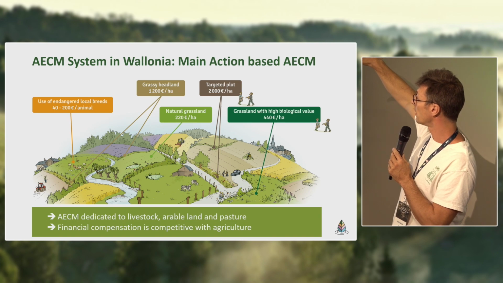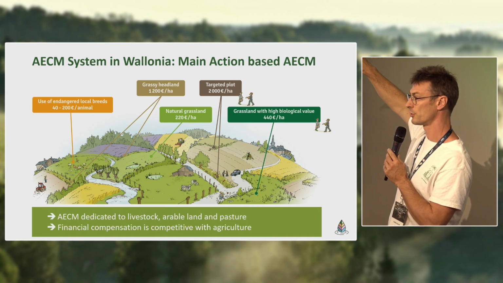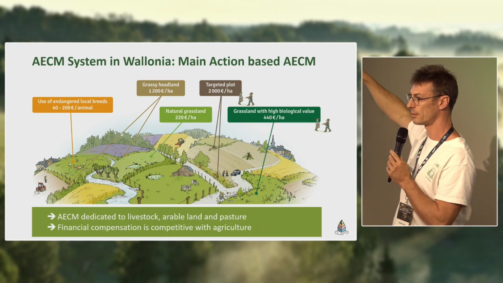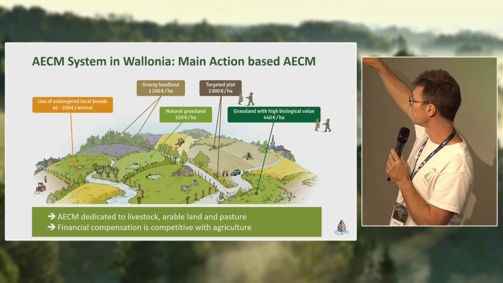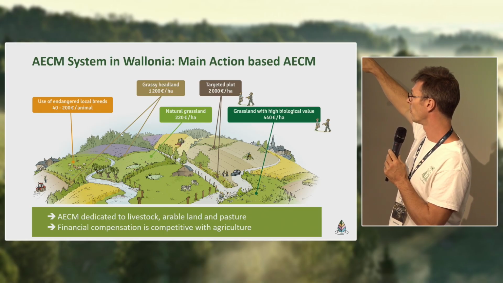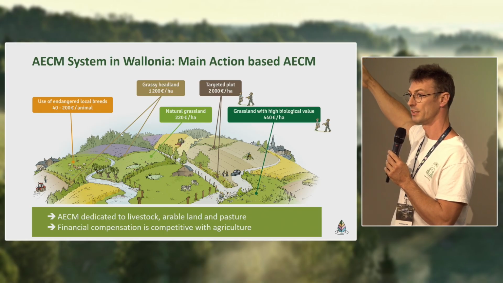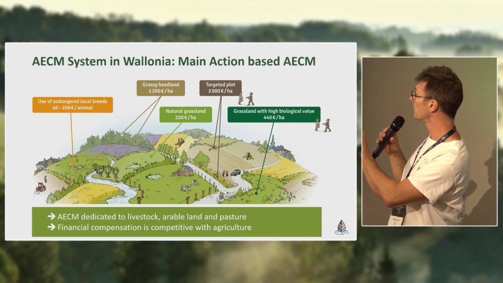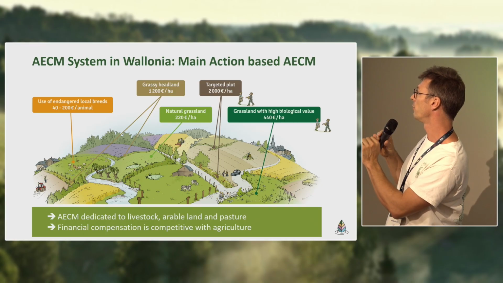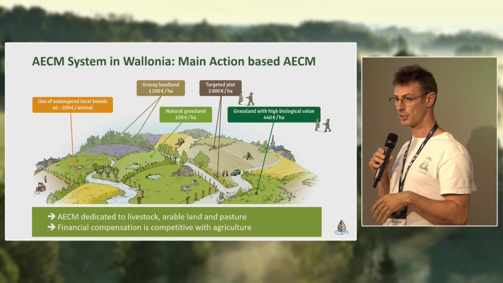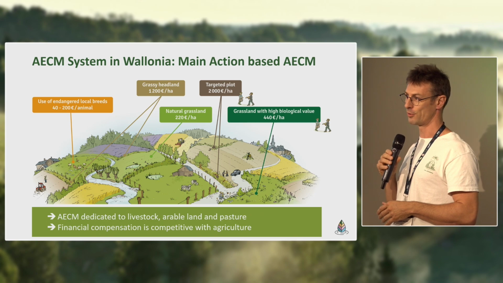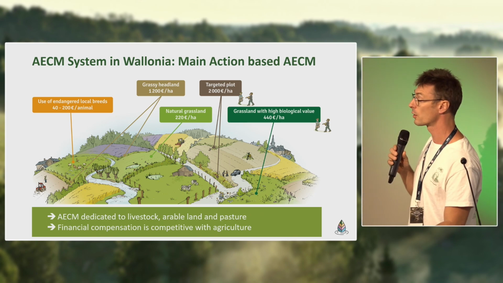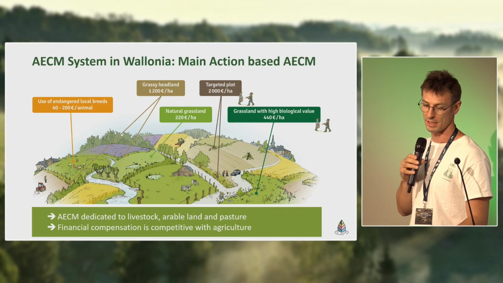And we have some schemes that address pasture. So we have natural grassland. Basically, we pay the farmer to mow the land later. And we have more specific protocols for specific pasture, for example, if there is a specific species of plant or flower. And you can see that most of these schemes have a good financial compensation, which is one of the good success factors. The financial compensation is competitive with normal farming.